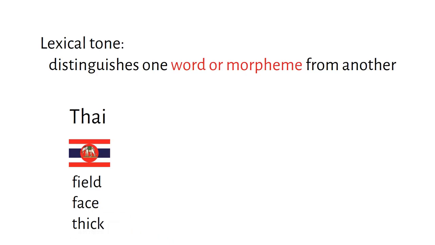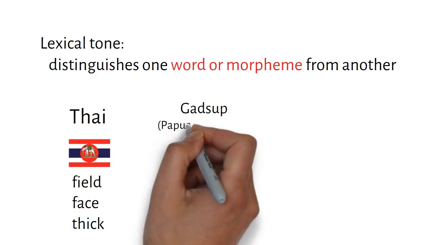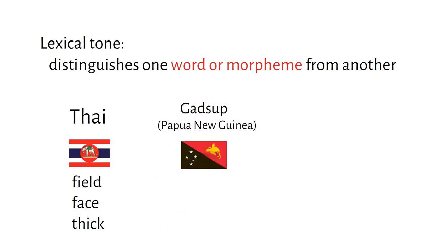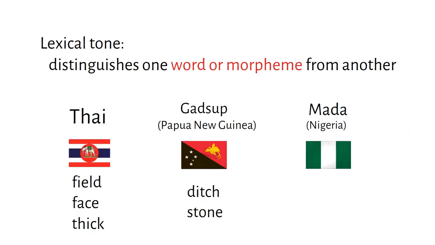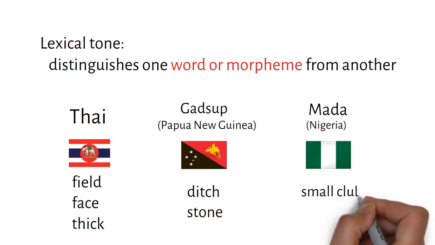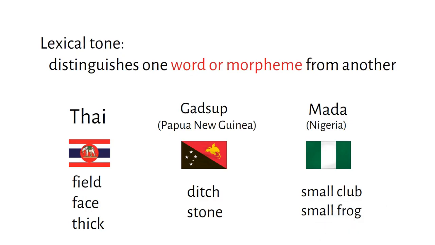Na, na, na. In the Gadsup language of Papua New Guinea, the words for ditch and stone are distinguished only by tone. Oni, oni. In the Mada language of Nigeria, the words for small club and small frog are again distinguished only by tone. Vugba, vugba.